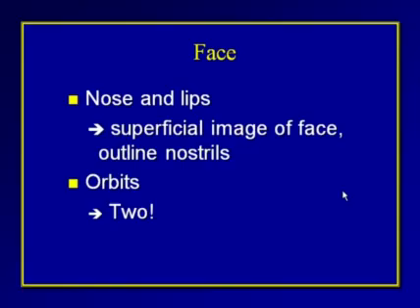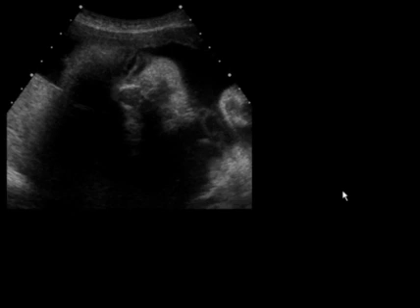Moving on to mistakes that can occur in the face. Remember that when you're imaging the face, we need two different images. I need an image of the nose and lips, looking at the superficial soft tissue of the lips and outlines of the nostrils. And don't forget to image the orbits. There have to be two orbits in every fetus to call the face a normal face.